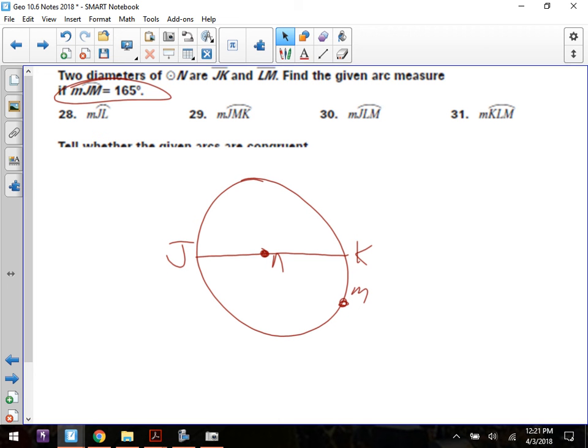It doesn't matter because you can put it in either spot. What you're doing here is trying to visualize what 165 looks like. So if I put it there, that means then there's L.